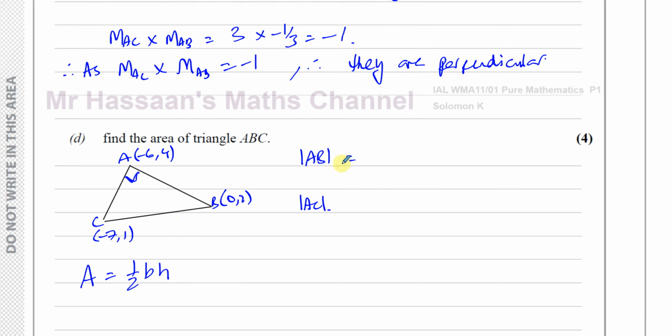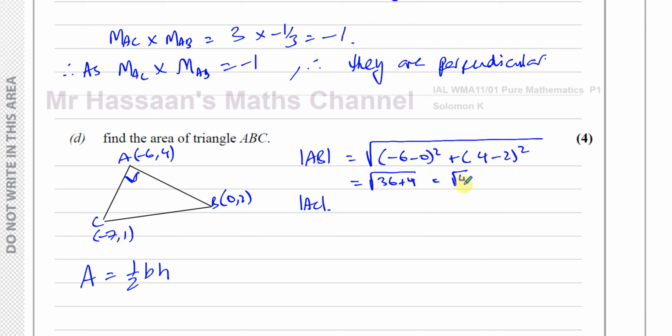Okay, so I know that the length between A and B is found using Pythagoras basically, the square root of the difference between the x coordinates, which is minus 6 minus 0 squared, plus the difference between the y coordinates, which is 4 minus 2 squared. Which is going to give us the square root of 6 squared, which is 36, plus 2 squared, which is 4, so it's the square root of 40.